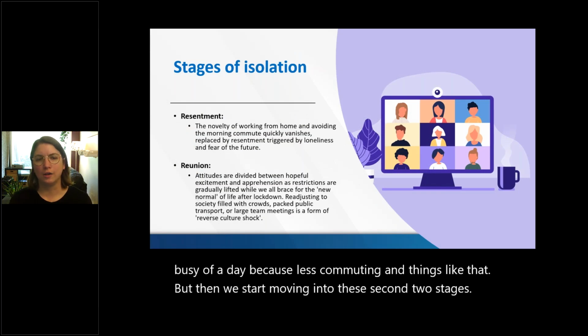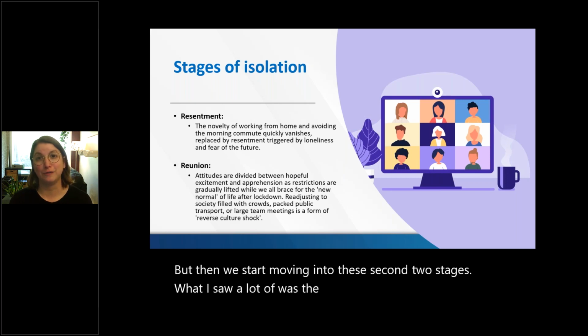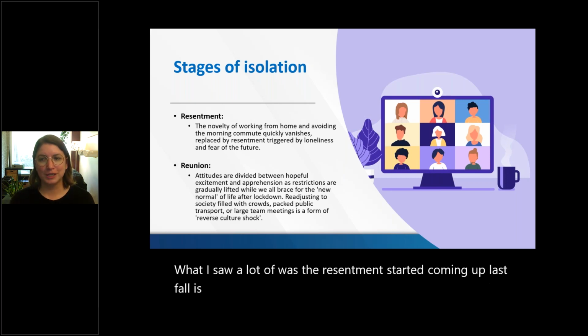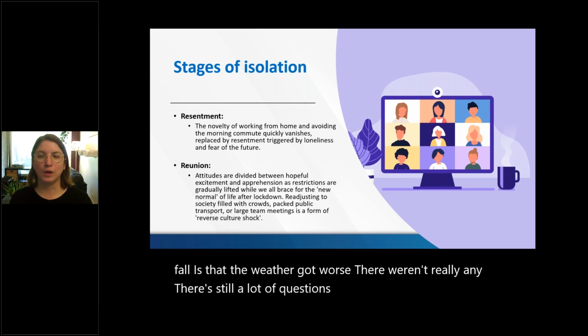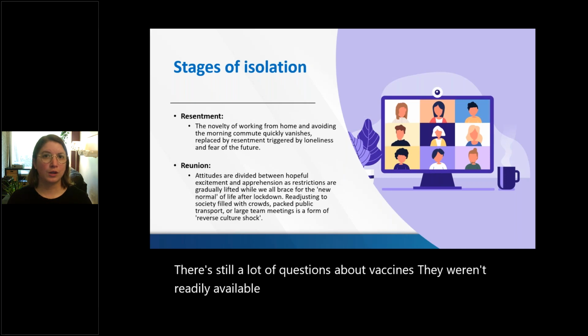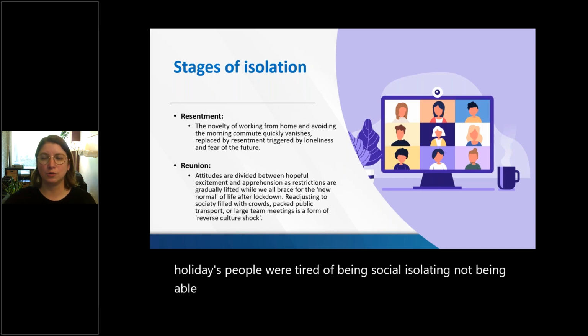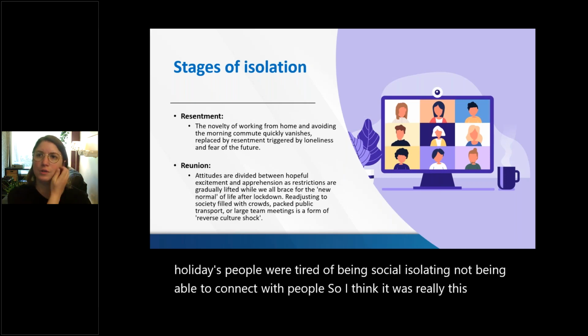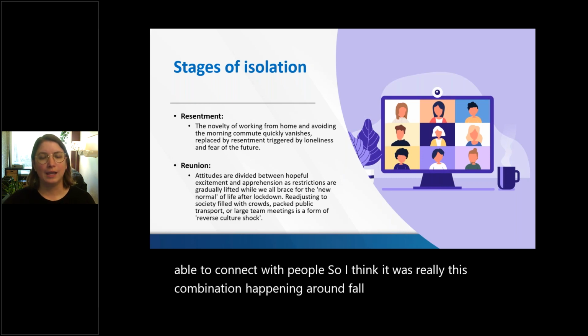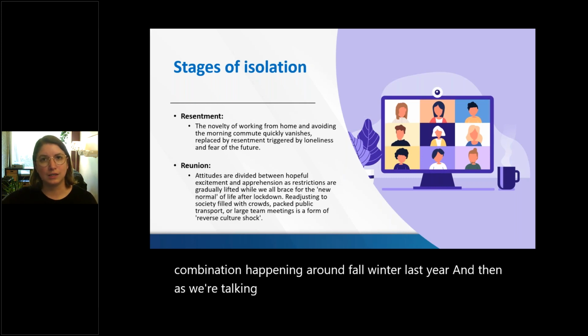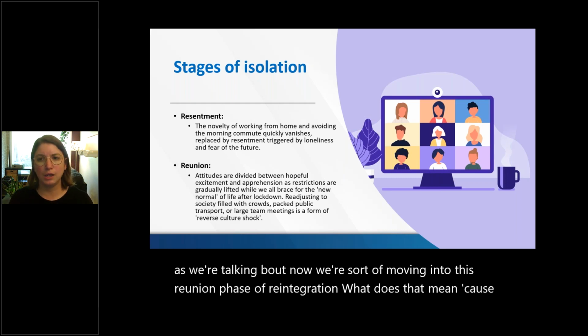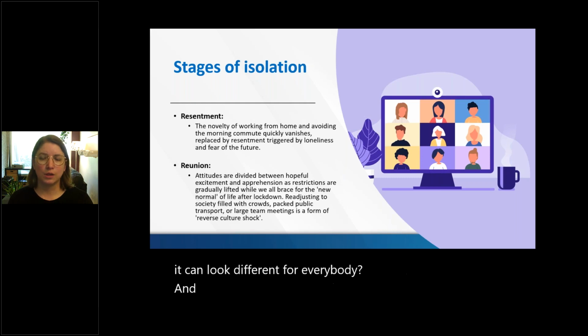What I saw a lot of was resentment starting to come up last fall, as the weather got worse. There were still a lot of questions about vaccines, and they weren't readily available yet. It was worse weather, getting into the holidays. People were tired of social isolating, not being able to connect with people. So I think it was really this combination happening around fall and winter last year. And then, as we're talking about now, we're moving into this reunion phase of reintegration. What does that mean? It can look different for everybody, and everyone has a different experience with it.